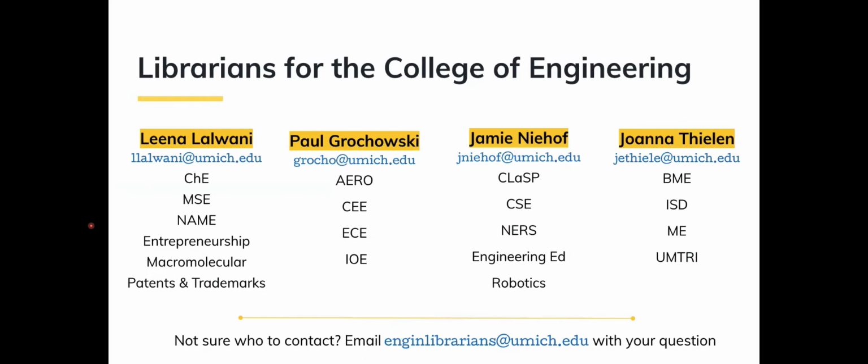First, I just want to highlight that this workshop is being hosted by the librarians who serve the College of Engineering. So that's Lena, Paul, Jamie, and myself. We're all on the call today. And we work with different departments within the College of Engineering. So don't worry if you're not in the College of Engineering and this slide just looks like acronym soup. This is just to give those in the College of Engineering an idea of who the librarian is for their specific department. And if you're not sure who the librarian is for your COE department, you can always just email enginelibrarians@umich.edu and one of us will respond to you.